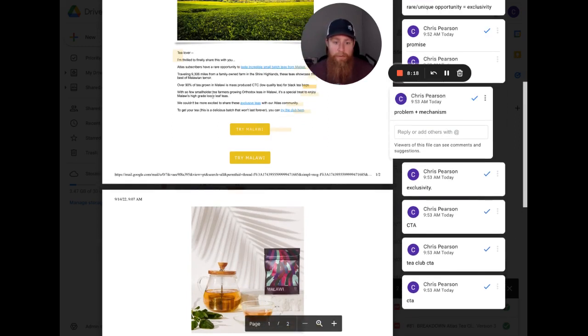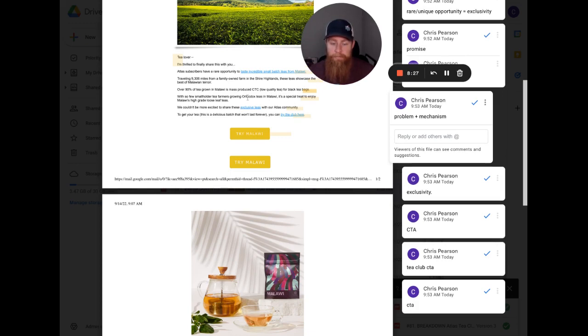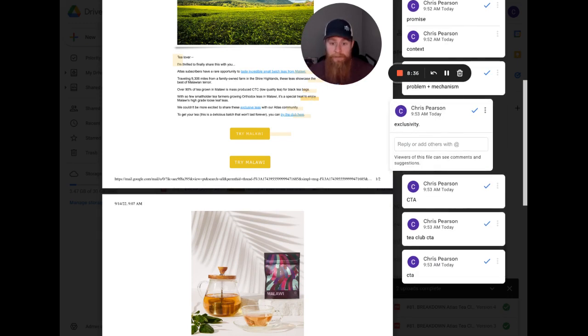So next line here, with so few smallholder tea farmers growing orthodox teas in Malawi, it's a special treat to enjoy Malawi's high-grade loose leaf teas. So explaining why this matters, like why the mass-produced stuff versus the small batch matters. And this here is essentially more exclusivity. It's also talking about the mechanism of the solution, how the small batch is actually made and where it comes from. That's another mechanism, right? And it's just ratcheting up that exclusivity and that rarity of getting this chance to have small batch from Malawi, and how important it is to take action now, which I'll talk about in a little bit. But there's adding and stacking and stacking and stacking of that exclusivity angle.